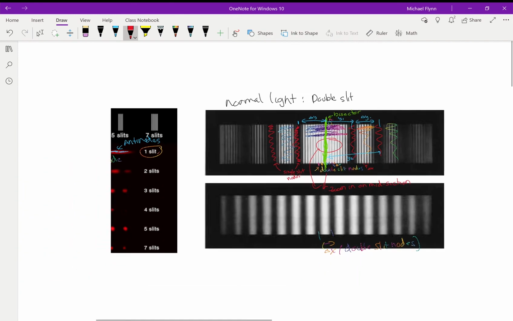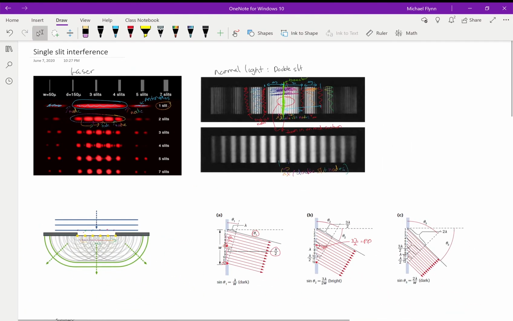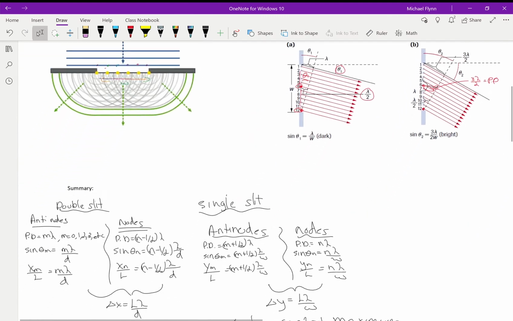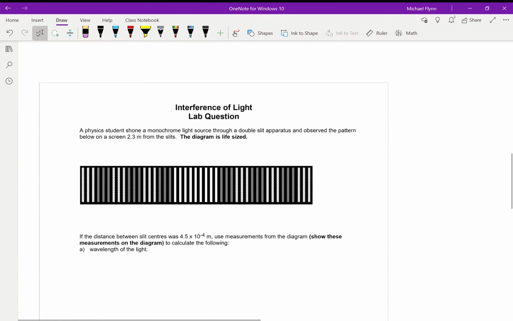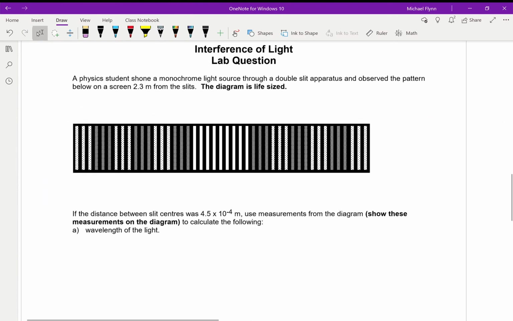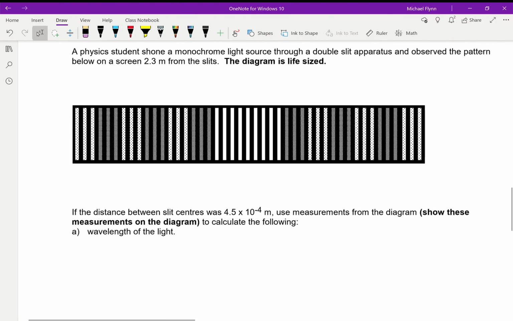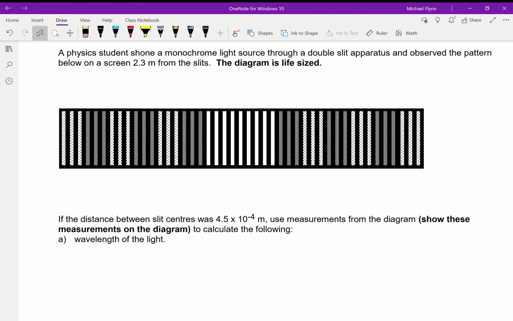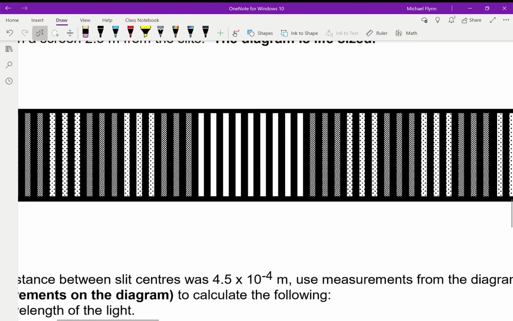That's it. I'll do that at some point. All right, so there's your summary. Now, I have a question for you here. I wanted to show you this because this is how I got my computer to draw the interference pattern.